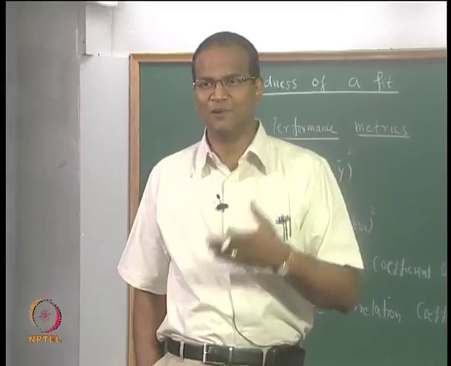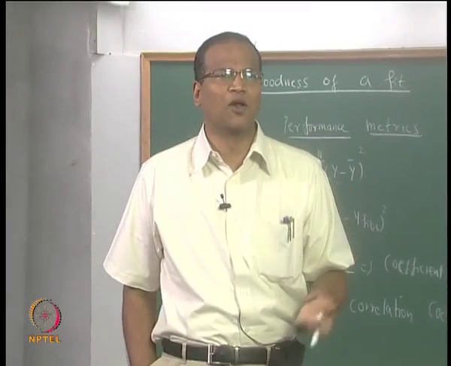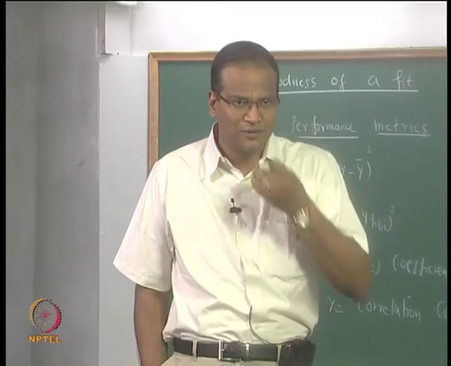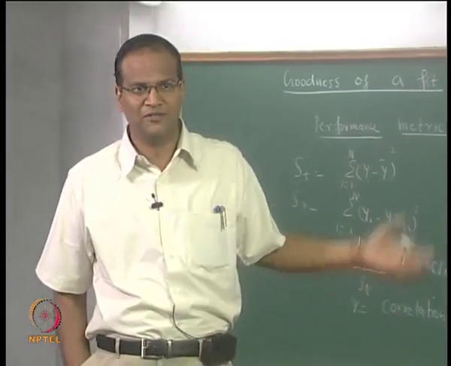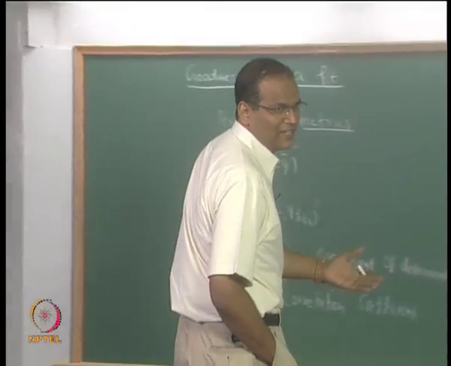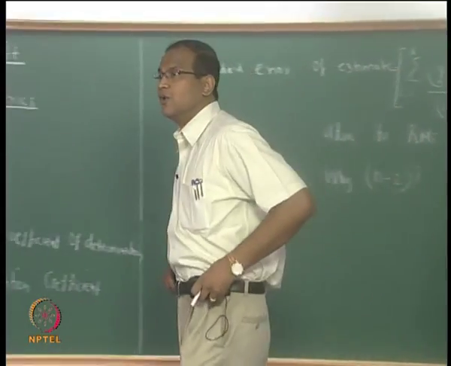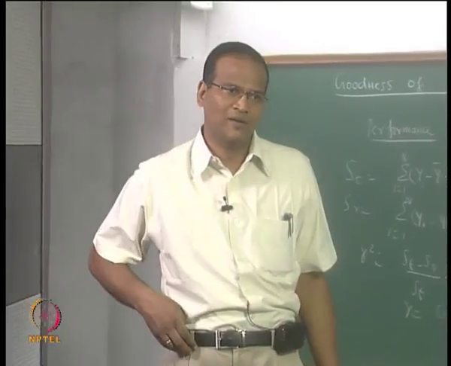Usually in experiments you have 20, 30 or 40 data points. Suppose I develop a correlation, Nusselt number as a function of Reynolds number and Prandtl number, with 40 or 50 data points. Instead of dividing by 48, if I divide by 46, it will not make much difference, I will get the same standard error. So n and n minus 2 look so different if n is very small. If n is large, it does not matter at all.